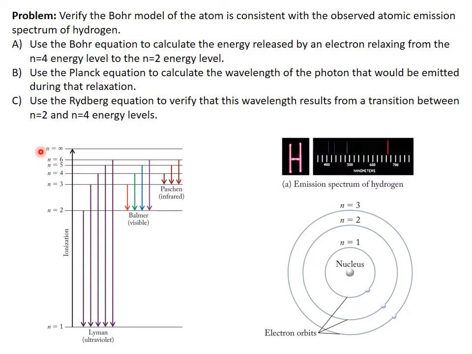So we're going to go ahead and try calculating the energy that it takes to move between n equals 2 and n equals 4 and correlate that back to the hydrogen emission spectrum.